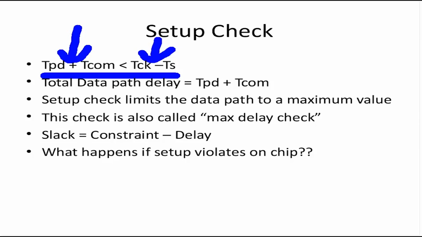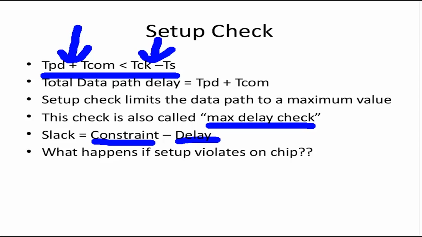In fact, TPD also is not under user control to a great extent, right? Because it's just the delay of the single flip flop. What comes in while designing is the combinational logic, so TCOM is actually under user control. Your path delay should be less than some maximum value. That is why the setup check is also called the max delay check. What is slack? Slack is constraint minus delay. What is constraint? TCK minus TS. What is delay? TPD plus TCOM. If the slack is positive, timing is met. If the slack is negative, timing is violated.